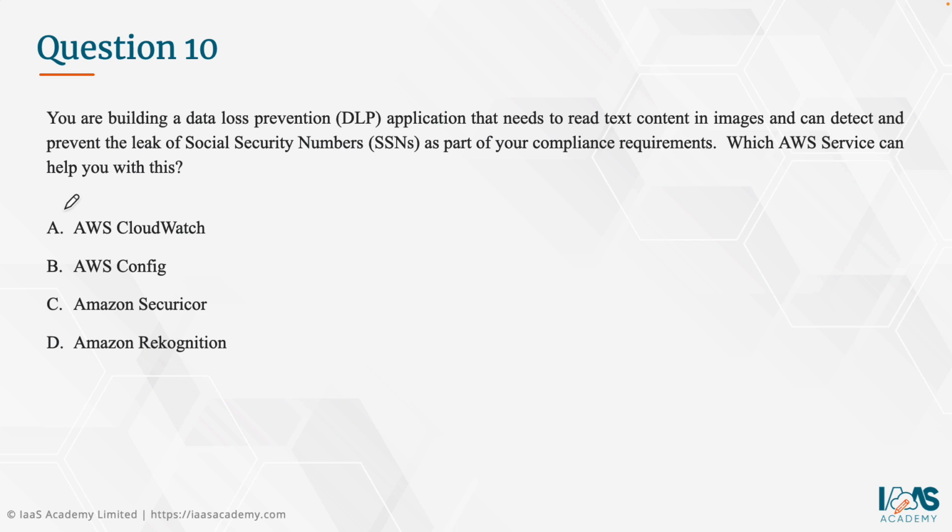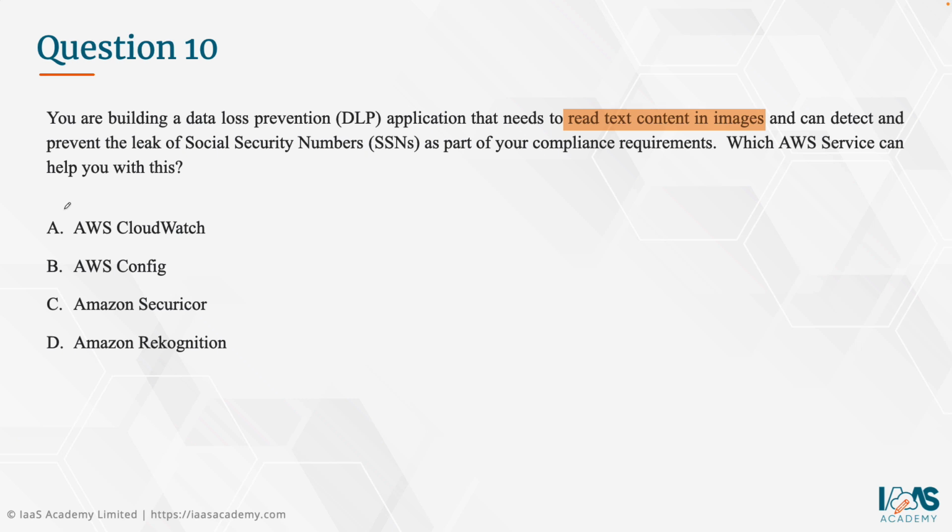Okay, so question number 10. You're building a data loss prevention (DLP) application that needs to read text content and images and can detect and prevent the leak of social security numbers as part of your compliance requirements. Which AWS service can help you with this? So here, the key phrases we're looking for is the ability to read text content in images, to be able to decipher any text that is embedded in an image, that is in or as part of an image.